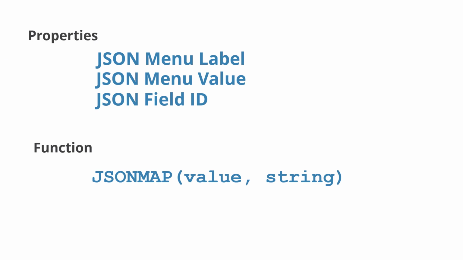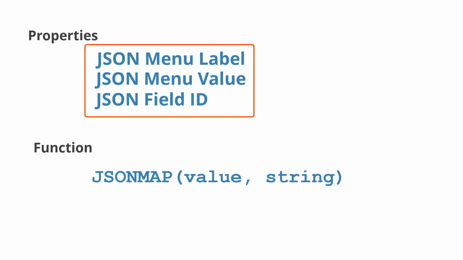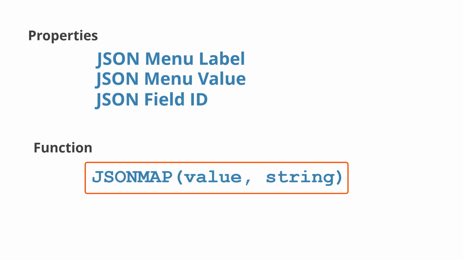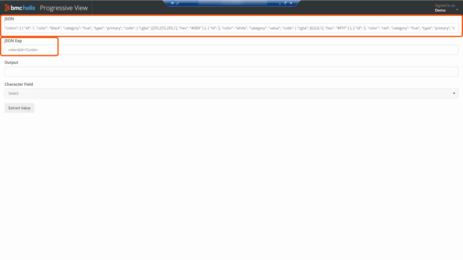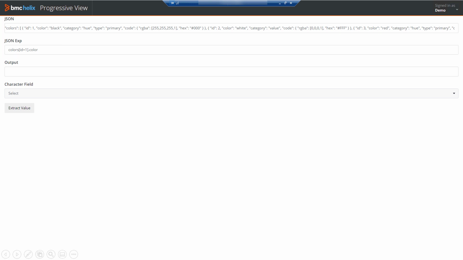This is how we use JSON data to create a selection list by specifying JSON properties. You can extract specific values from the JSON data by using the JSONMap function. In real-life scenarios, some of the fields shown in this example are hidden. JSON data is usually obtained from the application using webhooks or workflows.